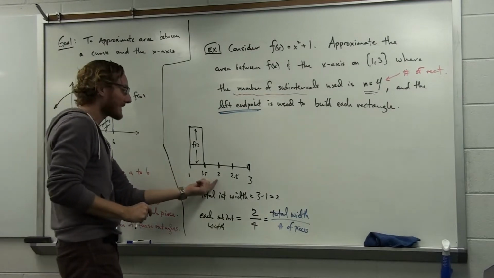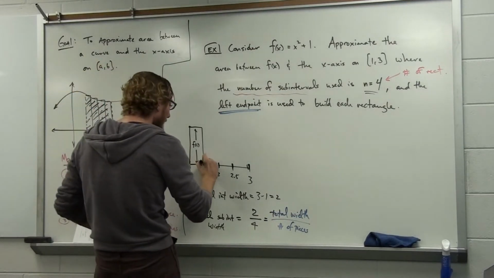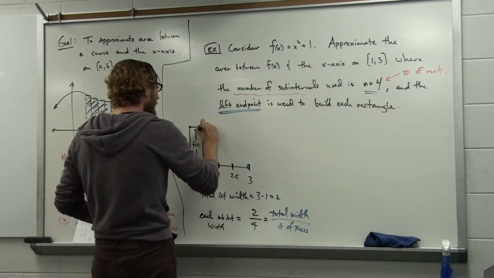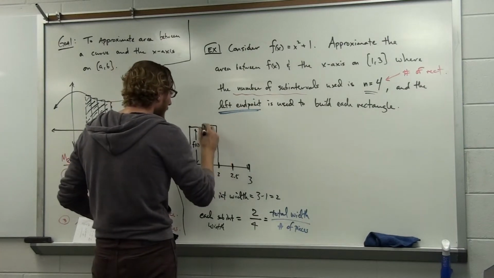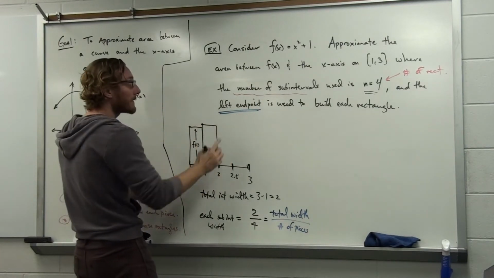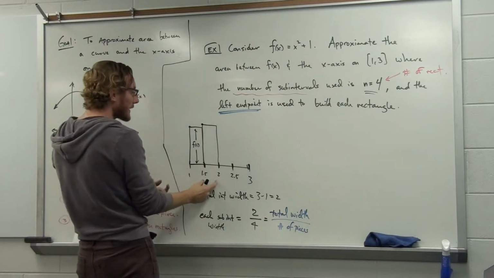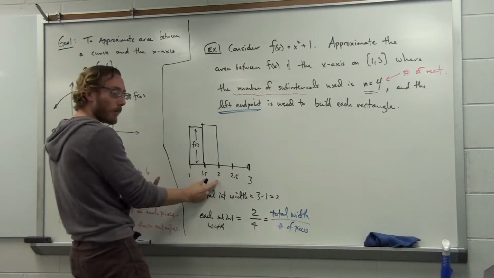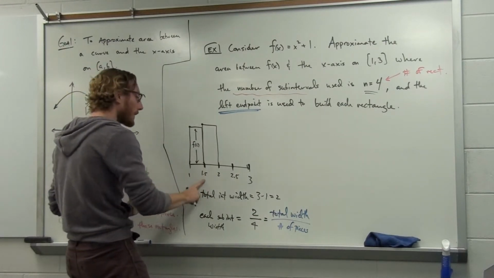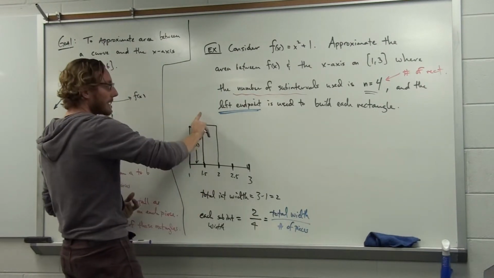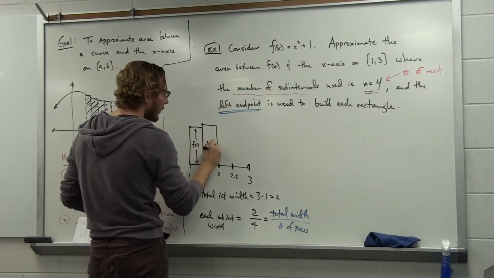How tall is the next rectangle going to be? The next rectangle is going to be as tall as the function is tall at 1.5. Why 1.5? Because we use the left endpoint to build each rectangle. So what is the left endpoint between 1.5 and 2? The left endpoint is 1.5. So this rectangle is going to be f of 1.5 tall.